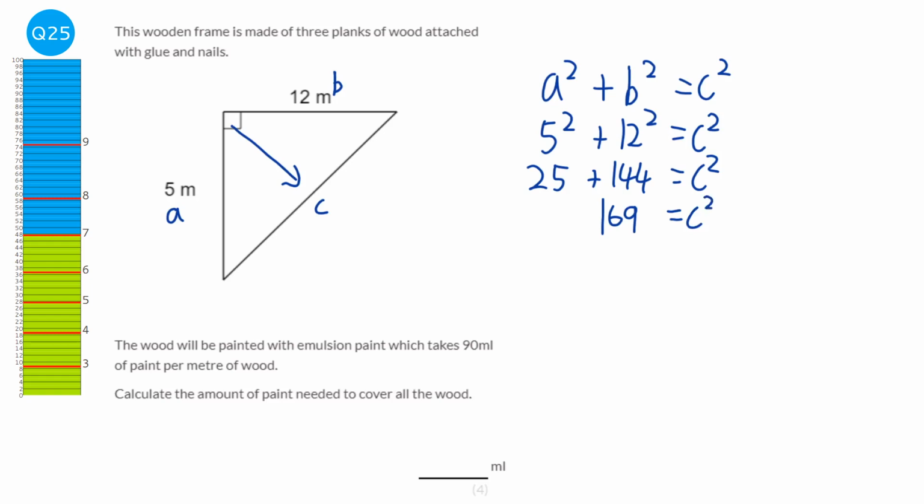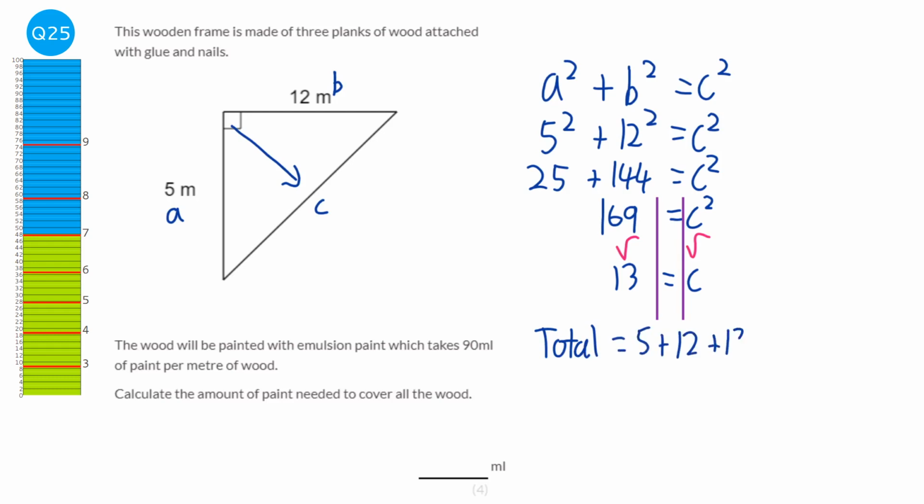Now that's c squared, so we need to solve here, and the way to solve is just to square root both sides. And so it would be 13 equals c. Because it's distance, we don't worry about the negative 13, so just the positive 13. So we know c is 13, so we need to know what the total length around the triangle is. So we're going to add the 5, the 12 and the 13 we've just found. When you do that you get 30. So we know there's 30 meters in total.